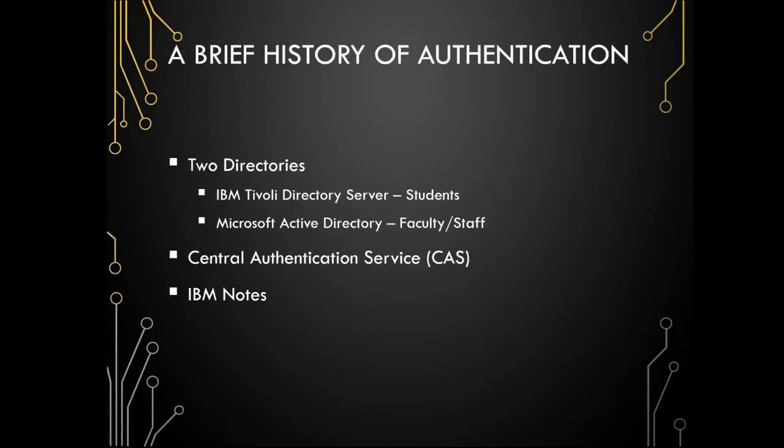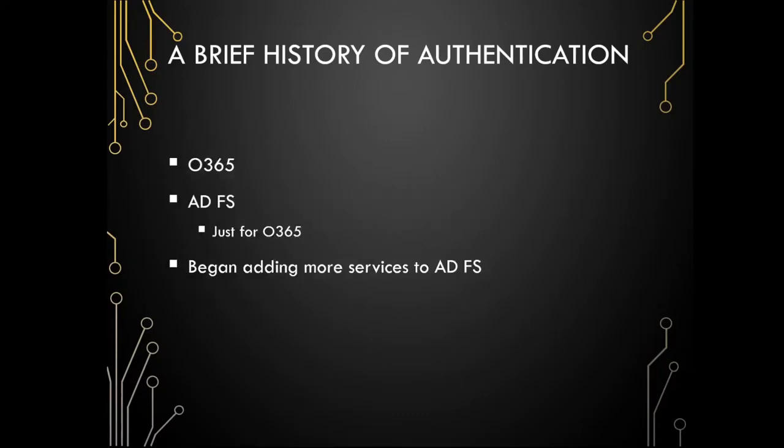Before we get into the nitty-gritty details about our solution, in order to understand some of our design decisions, it may help to provide a little background about our environment. A number of years ago, our student identities and our faculty and staff identities were housed in 2 separate directories, Tivoli Directory Server for students and AD for faculty and staff. We had CAS to provide single sign-on for numerous in-house and third-party applications, and we used IBM Notes for workflow and email. Then along came Office 365.